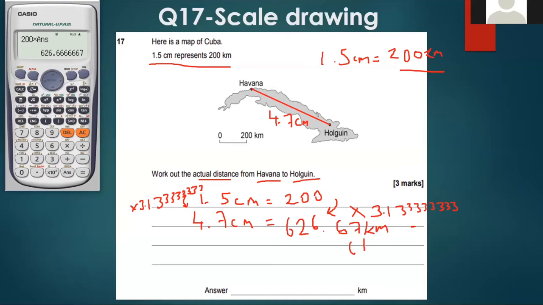It doesn't really matter which way your answer is, but I try to always give my answer to two decimal places where appropriate, guys. So the answer is 626.67 kilometers. The conversion multiplier is 3.13 recurring for both sides, multiplying that for the kilometers. Whenever a question asks you to work out the actual distance, it is always wanting you to work out the distance for the other unit of measure, if that makes sense. Distance is measured in kilometers for the purpose of this question.